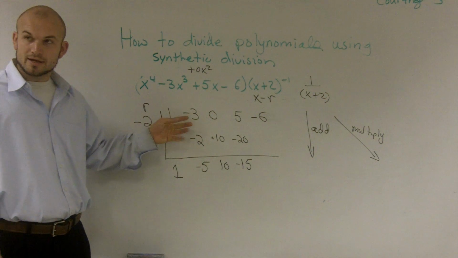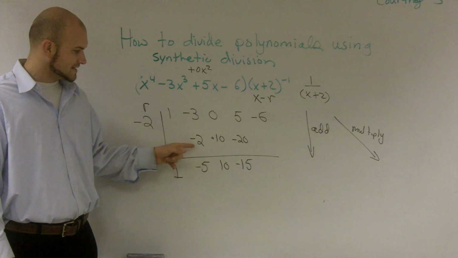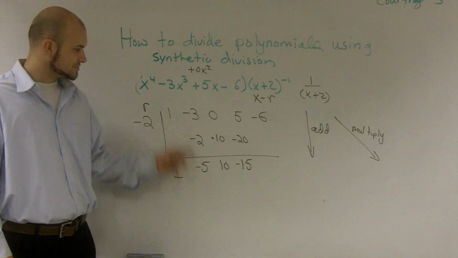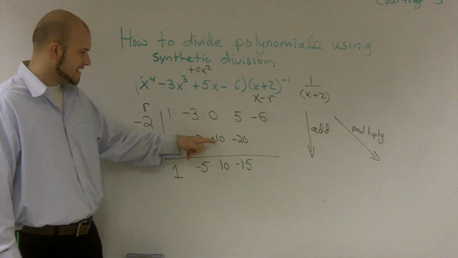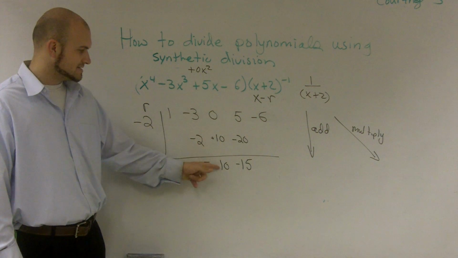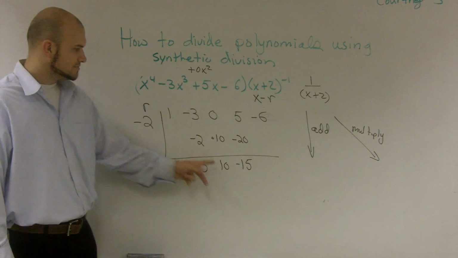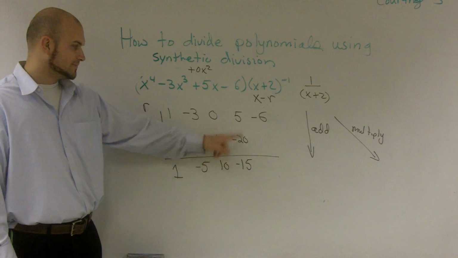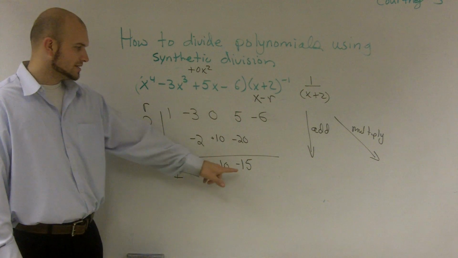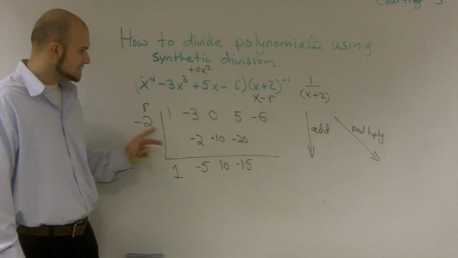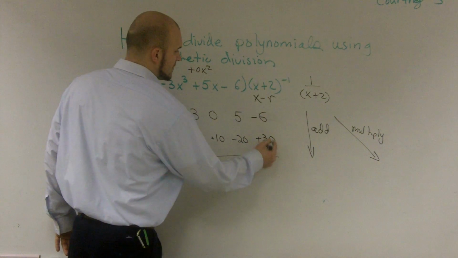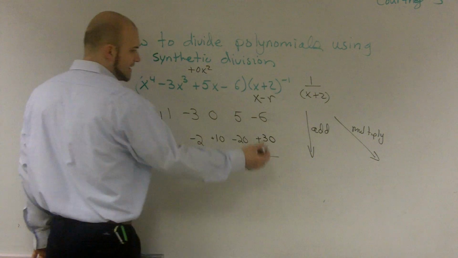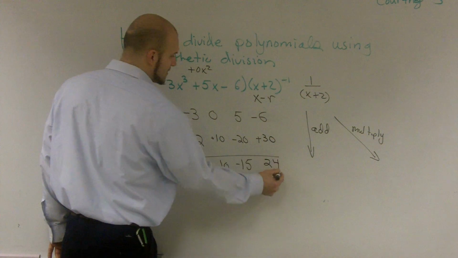So then, are you following? Now you have negative 3 plus negative 2 gives me negative 5. Remember, when you're going down you add, then you multiply. Negative 2 times negative 5 is a positive 10. 0 plus 10 is 10. Negative 2 times 10 gives you a negative 20. 5 plus negative 20 gives you a negative 15. Negative 2 times negative 15 is a positive 30. Add that up, I get a positive 24.